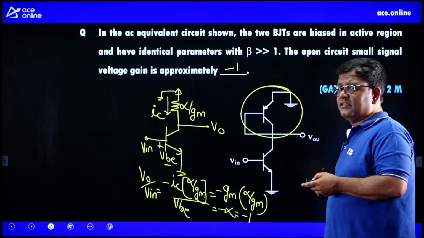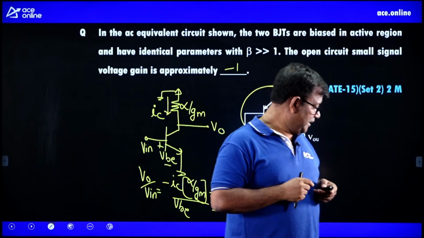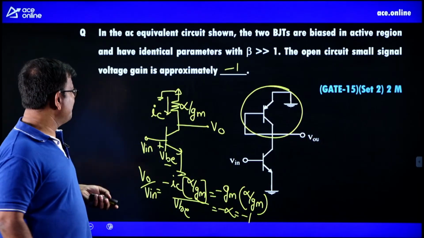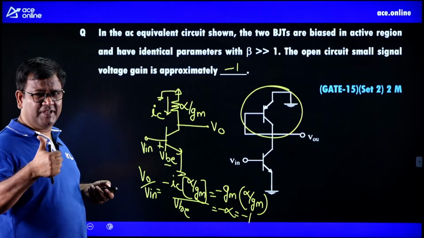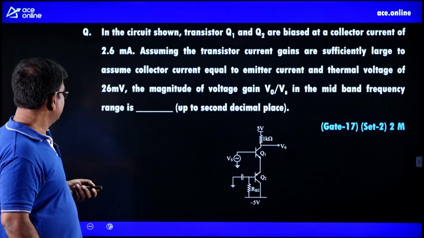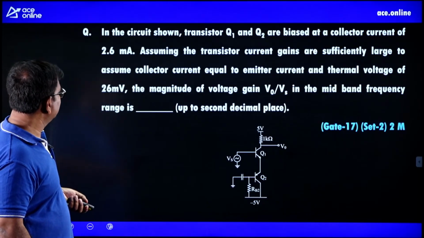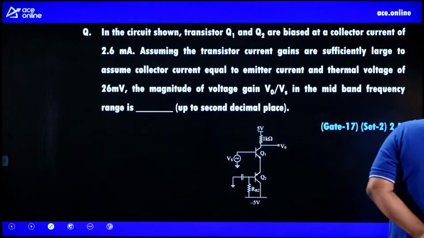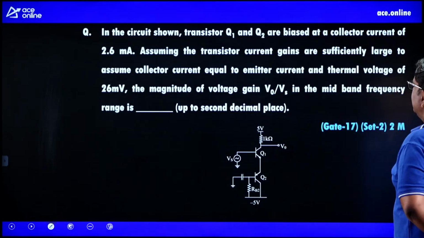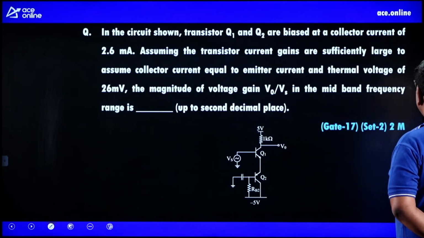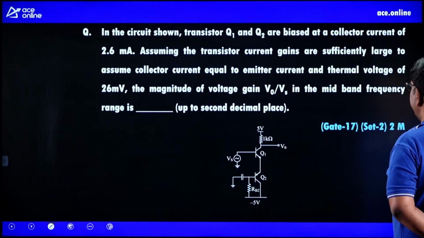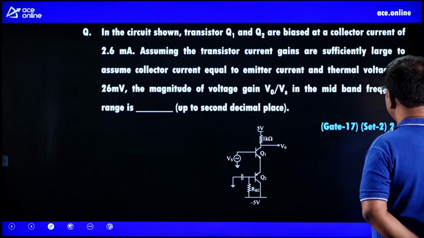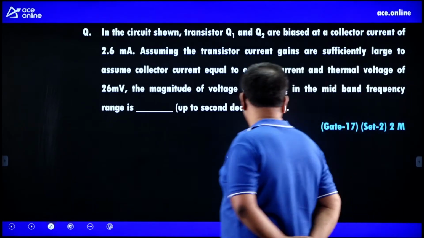Okay, so I think my cameraman says there's still 1 minute left, so maybe I can solve one more GATE problem. In the circuit shown, transistors Q1 and Q2 are biased with some current here. This is the collector current to emitter current, the thermal voltage is 26 millivolt, the magnitude of the voltage gain.